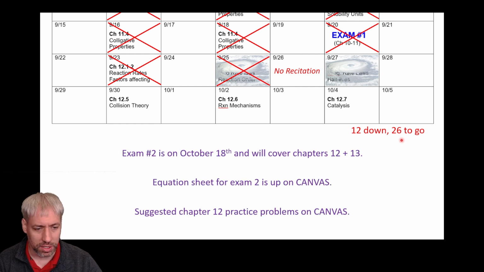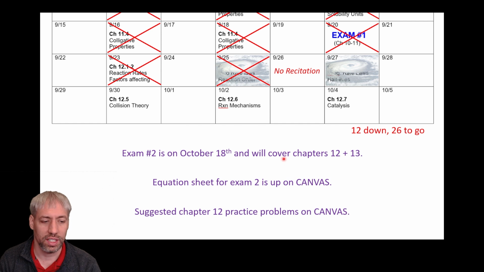But note, exam 2, October 18th, covers chapters 12 and 13. The equation sheet is up. The suggested practice problems for chapter 12 are up. We won't finish those till the end of next week. But if you want to get a jump start during the cancellations due to the hurricane, feel free to take a look at those.